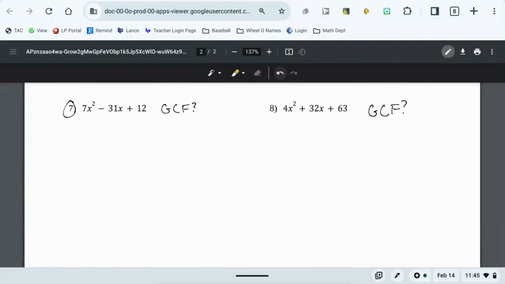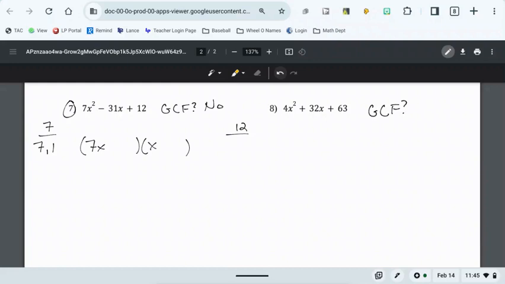Okay, number 7, GCF. There is no GCF again. Let's go ahead and take a look. Factors for A. This time is nice. We only have one set of factors for A, so we know it's going to be 7x and 1x. Now we need factors of 12.